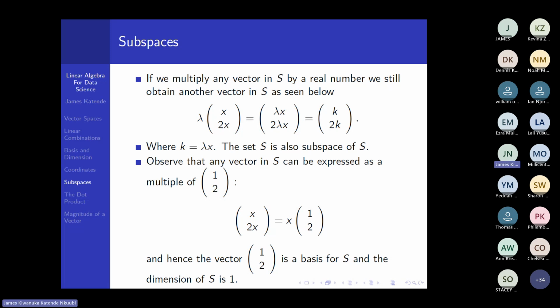So again, you make the following observation. Any vector in here can be written as a scalar multiple of this one vector, and therefore this one vector forms the basis for our subspace. Again, it's generated by exactly one vector. It's a subspace, and the dimension of the subspace is 1.